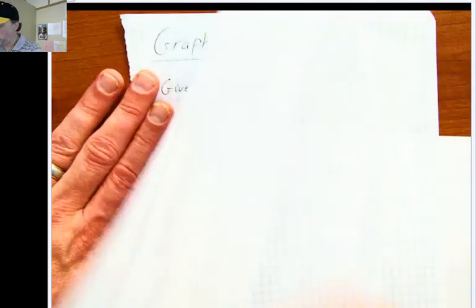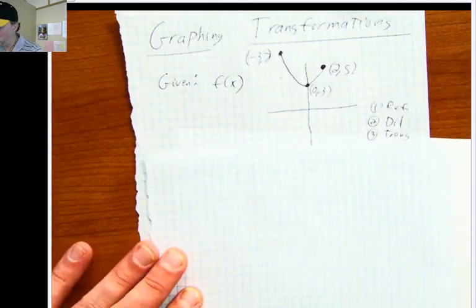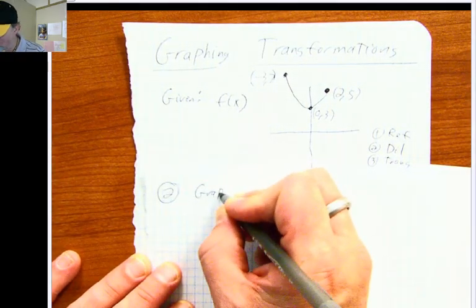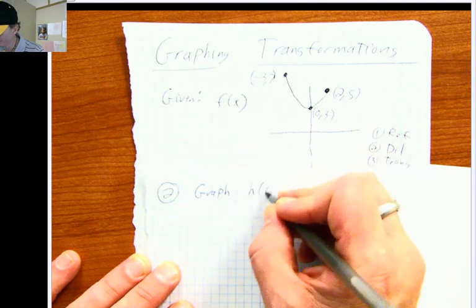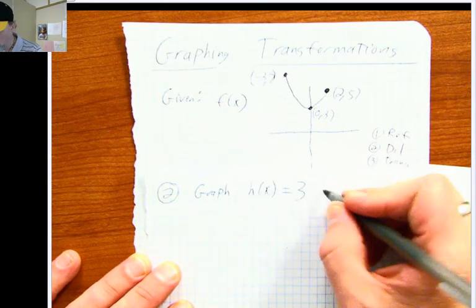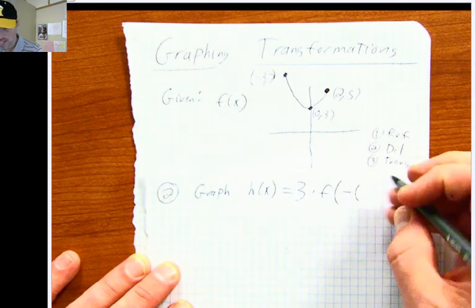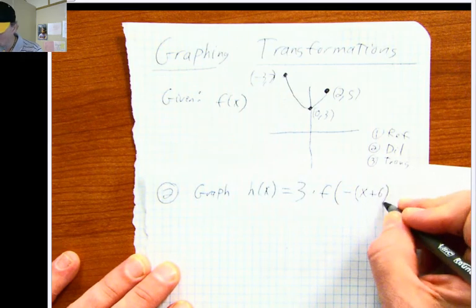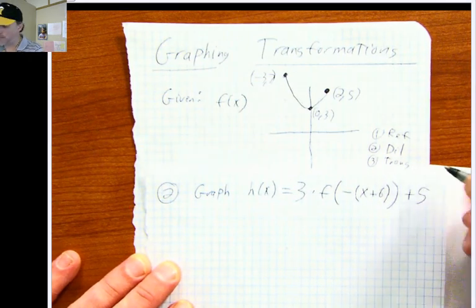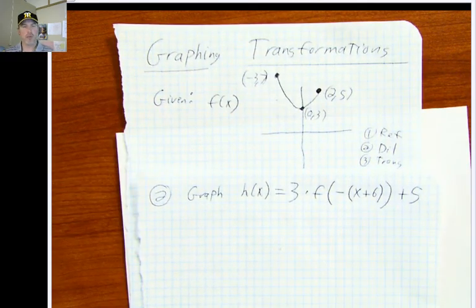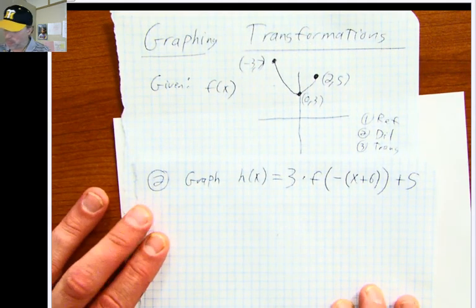we're going to use the exact same f of x graph. But this time for number 2, we are going to graph h of x equals 3 times f of negative parentheses x plus 6, close parentheses, plus 5. This is what I recommend doing. I recommend pausing this video, trying this problem out on your own, and then playing the video and seeing if you did it right. All right.